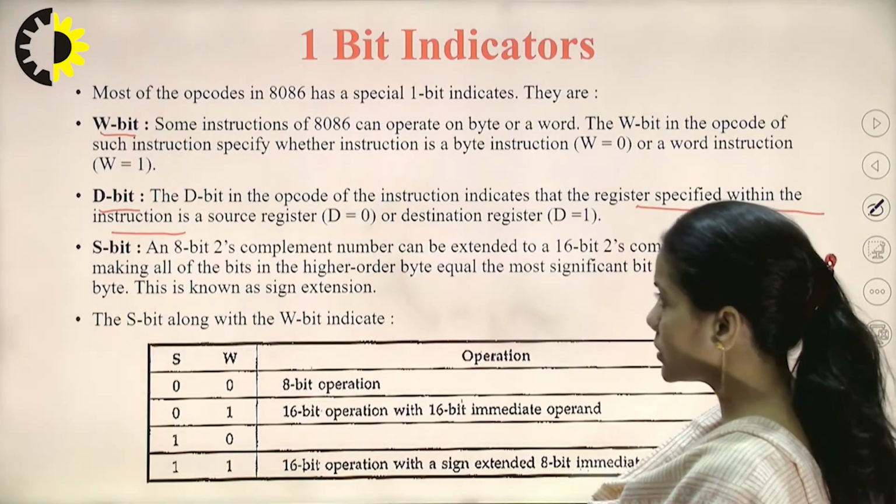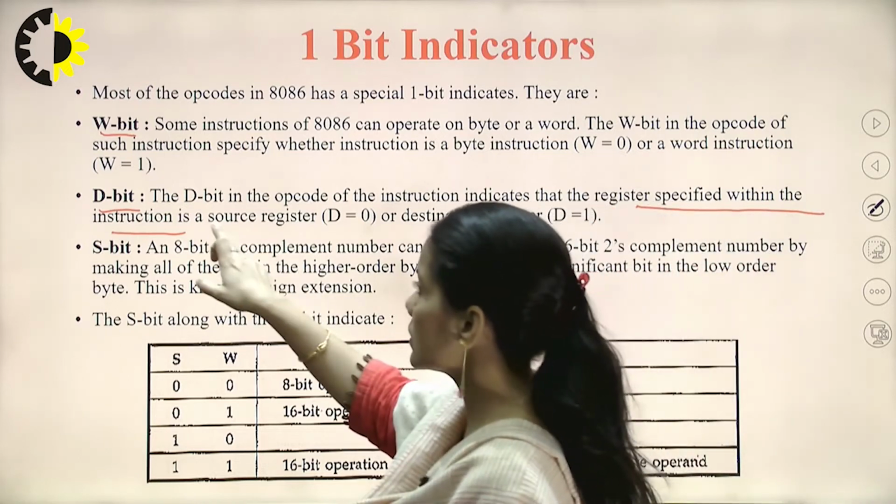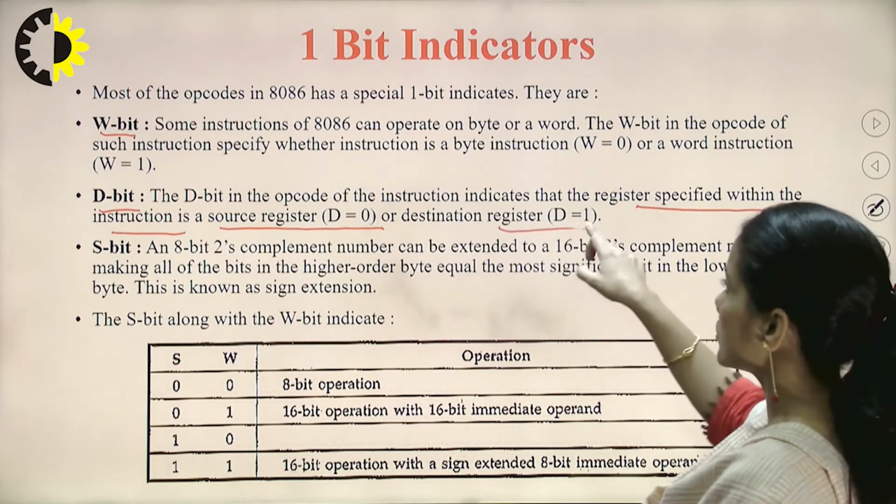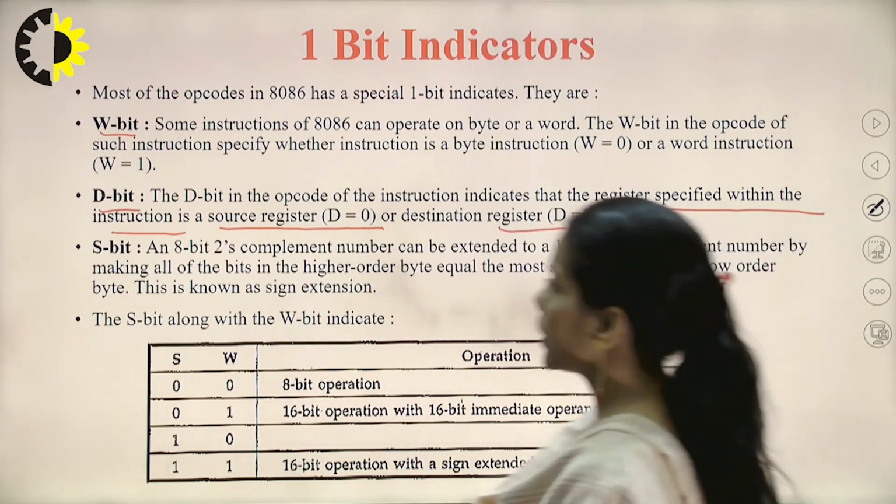This is the source register or the destination register. So if this is the source register, then this bit is 0. If this is the destination register, this bit is 1. Now we come to the S bit.